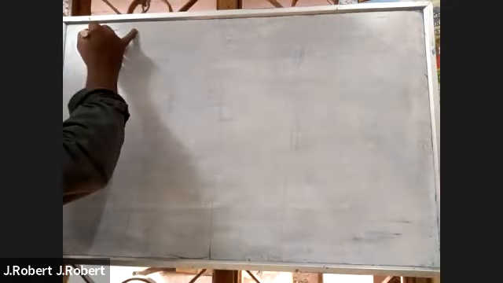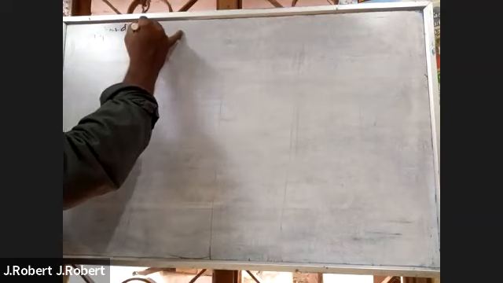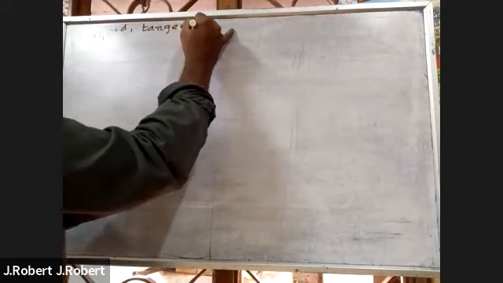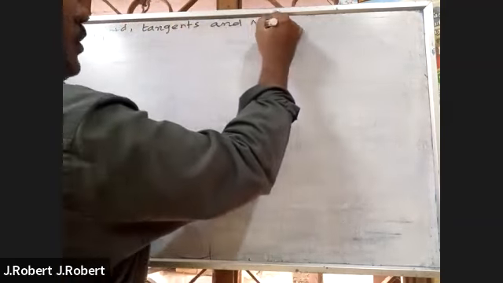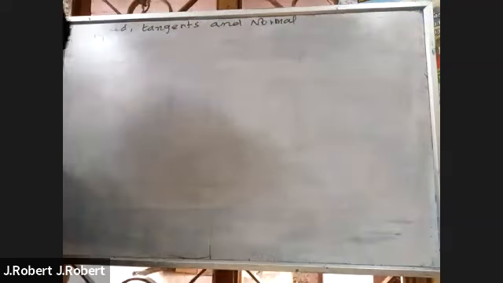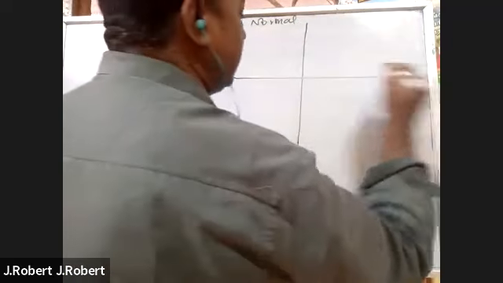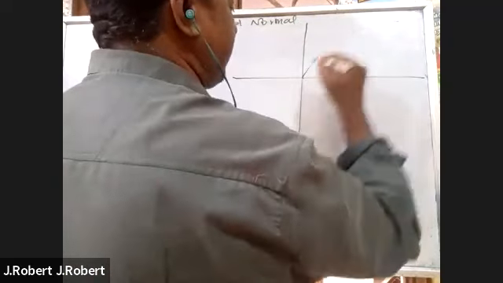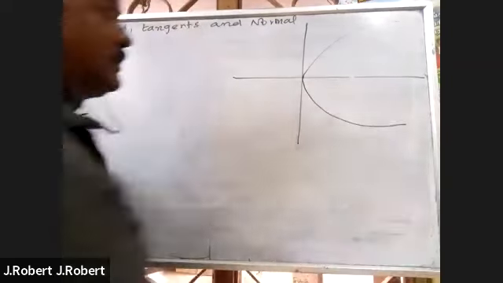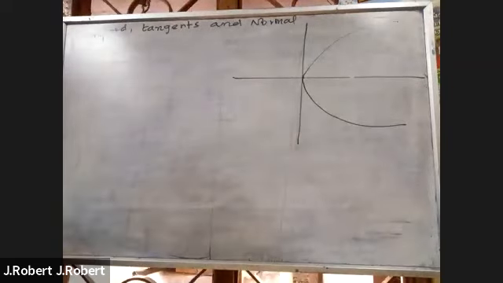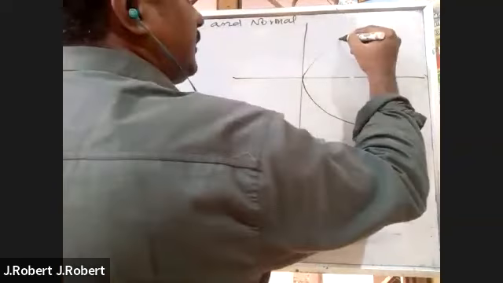It's called chord, tangents, and normal. What do you mean by the chord, what do you mean by tangent, and what do you mean by normal? Let us take the standard form of a parabola. The tangent means the line which touches the parabola is called a tangent.